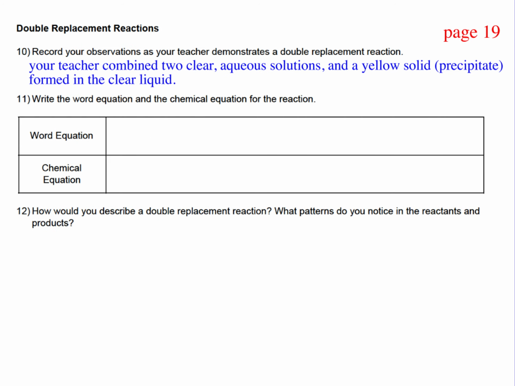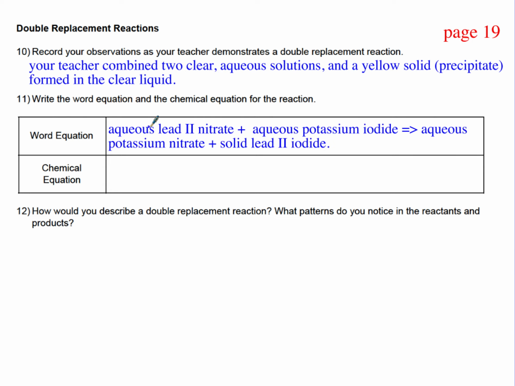All right. So in the double replacement reaction, what we did is I took 2 clear liquids and we dripped one liquid into another liquid, and it formed that yellow, solid, chalky looking precipitate. So I took aqueous lead 2 nitrate and aqueous potassium iodide, and I formed aqueous potassium nitrate and solid lead 2 iodide. Remember, in a double replacement reaction, you always form a solid precipitate.